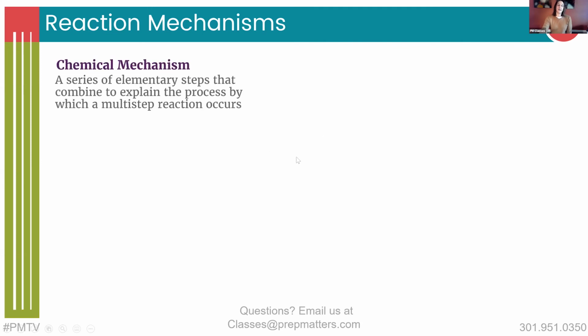So the mechanism really is just a series of elementary steps, and we said the elementary steps are the ones where what you see is what you get, a series of elementary steps that combine to explain a multi-step reaction. So in this case, the example I used that was not an elementary step looks something like this, right? NO and Cl2 go to 2NOCl. And we said it was not the case that those three guys smashed together.